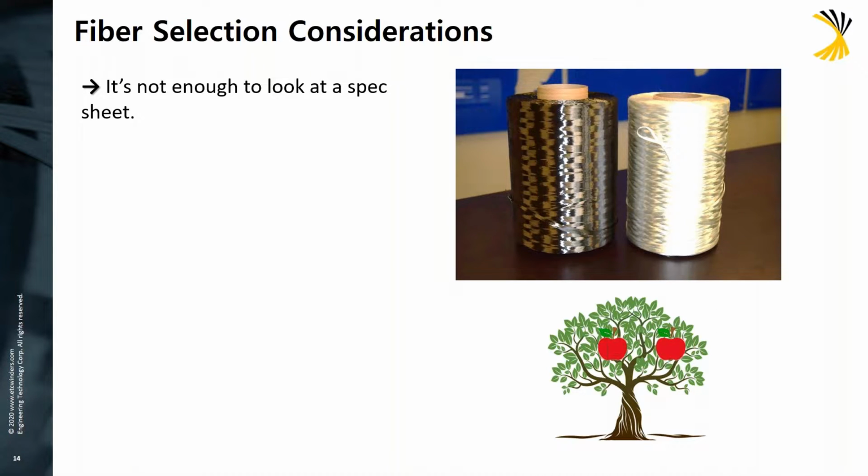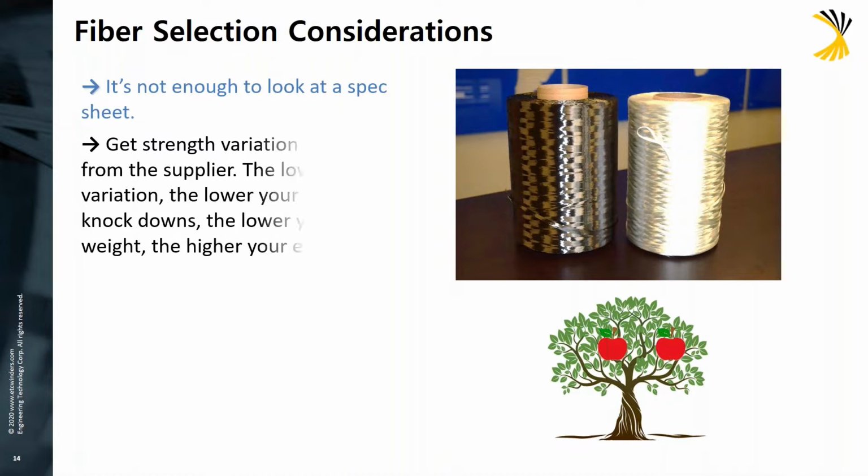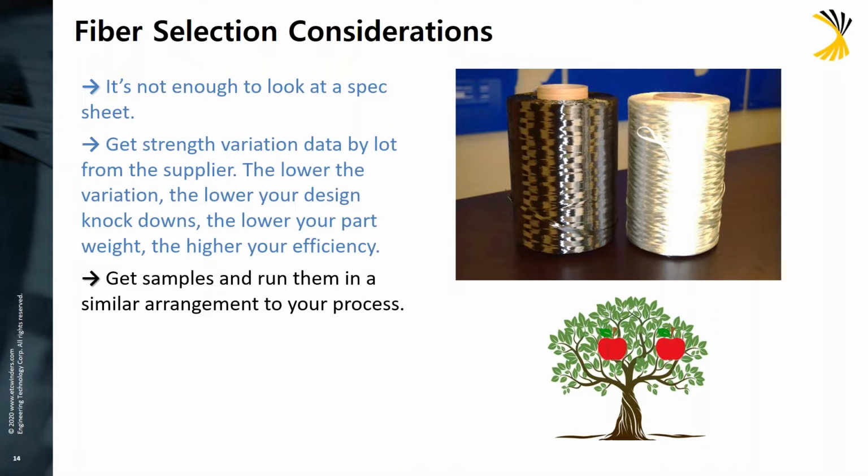And it's not enough to just look at a spec sheet. We can go online nowadays, we can look at anyone's provided specifications, we can look at an ultimate tensile strength and a stiffness, but it's just not enough. I would encourage everyone who's looking into composites or a new composite part to get the strength variation data for the material that they choose from the supplier. If you can lower your variation or pick a lower variation product, your design knockdowns are going to be lower, your part weight will be lower, and your throughput will ultimately be higher. Or at least your cost will be lower and your profits will be higher.